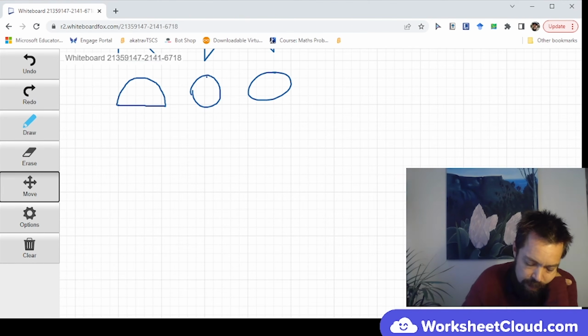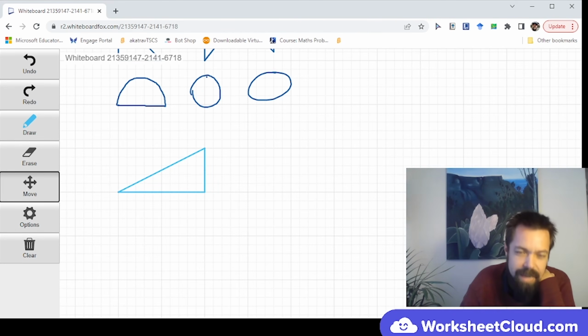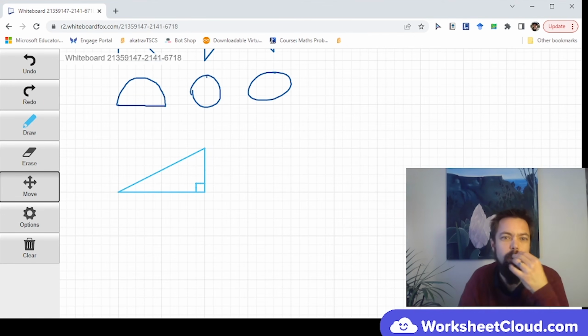Let's get my ruler out. Oh no, I can't draw it like that. Oh, I can't draw it at that angle. Let's start that one again. What kind of triangle is that? That is a right angle triangle because we have a right angle in one of the corners.